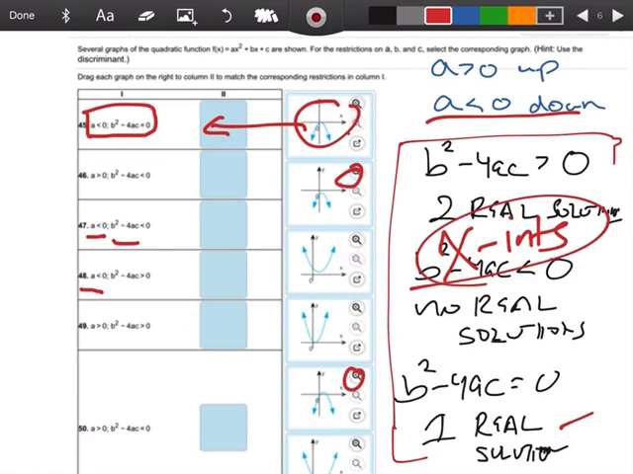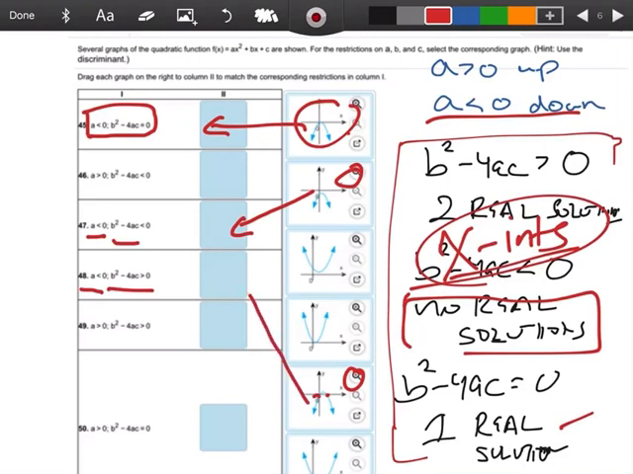The first one, 47, says the discriminant is negative, so there are no real solutions. That means there are no x-intercepts. So this one is going to get paired right there. Then by default, this one does have two x-intercepts. The discriminant is positive, there are two real solutions, two x-intercepts. This one is going to go right here.